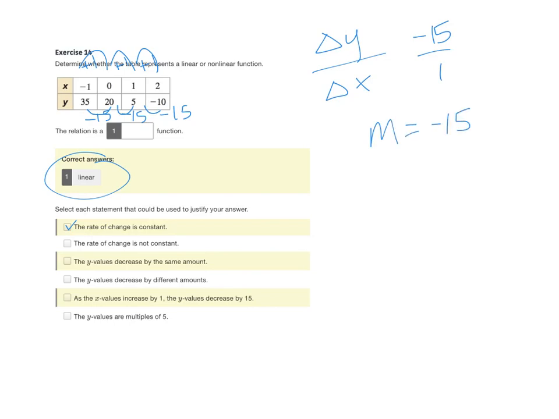The rate of change is not constant. It is constant. The y value decreases by the same amount. The y value is decreasing by the same amount, yes. The y value decreases by a different amount. That's not true. As the x value increases by 1, the y value decreases by 15. That's true. So that's how we would do 14.